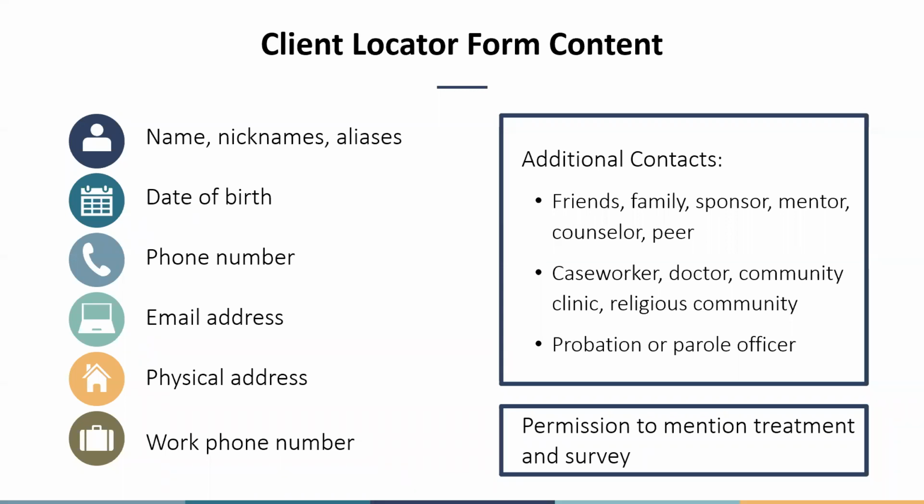So here's an overview of the information collected on the client locator form. In addition to the basics you see on the left, there's some space on the right for additional contacts like friends, sponsors, mentors, caseworkers, POs, etc. Be sure to receive permission from the client to contact these individuals before reaching out to them. And on the form itself, it seeks permission from the client to mention to these additional contacts that a treatment provider is calling and that the client is participating in a health survey.